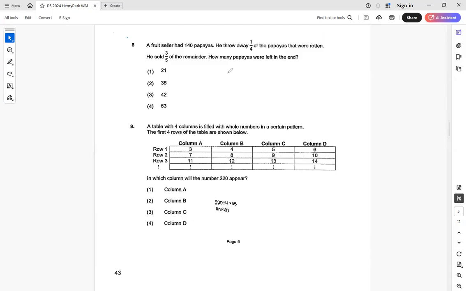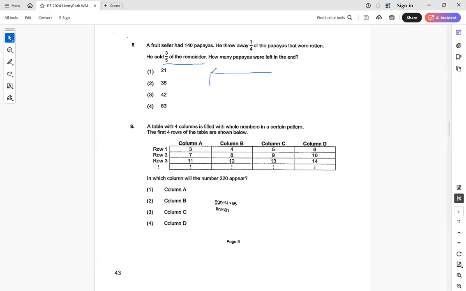Question 8. A fruit seller had 140 papayas. He threw away 1/4 of the papayas that were rotten. He sold 3/5 of the remainder. How many papayas were left in the end? There's this phrasing here, 3/5 of the remainder, which means a fraction of the remainder. So when the question has such a phrasing, please draw your model.